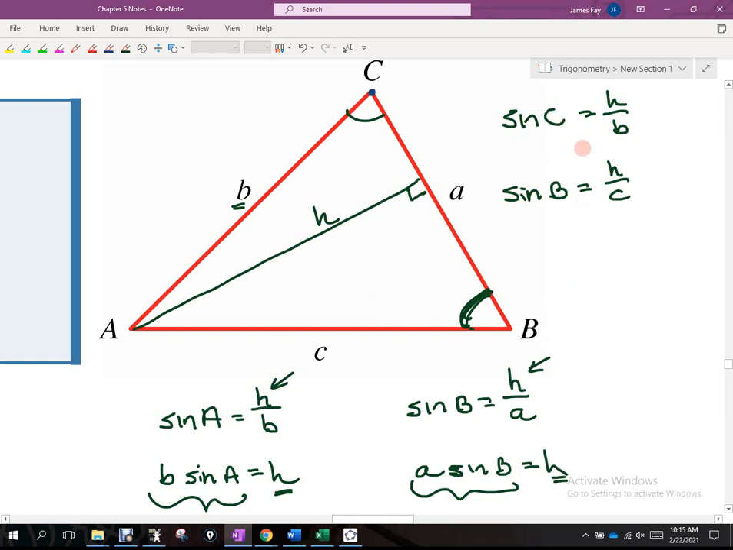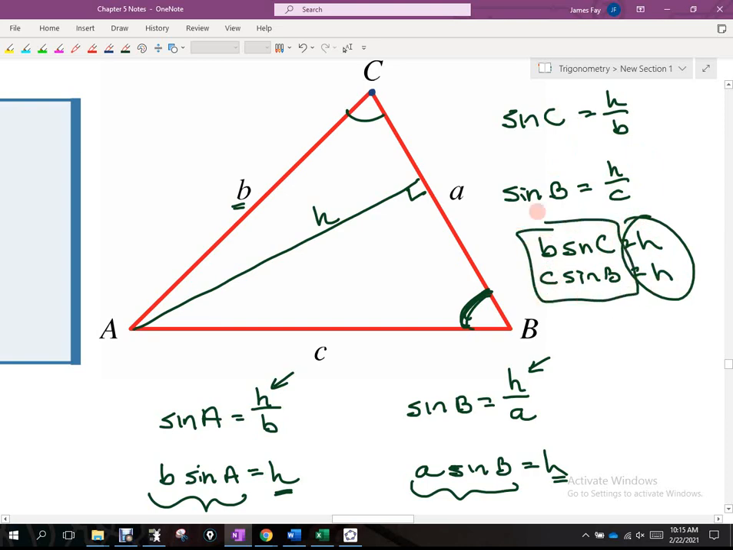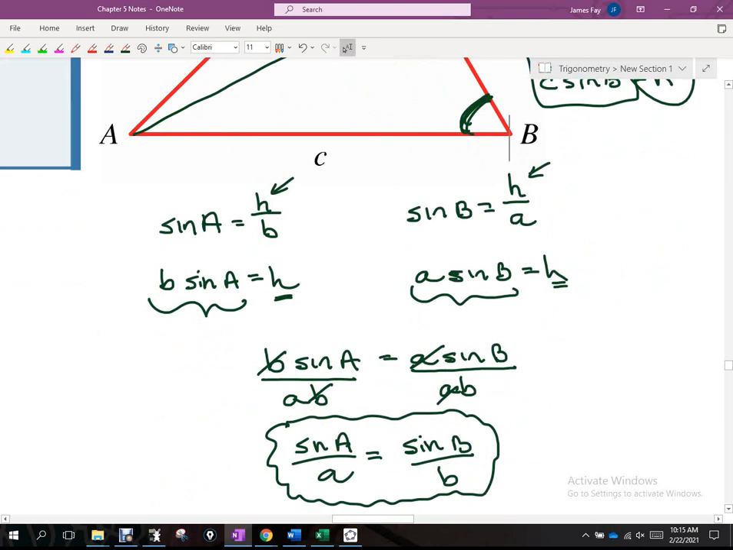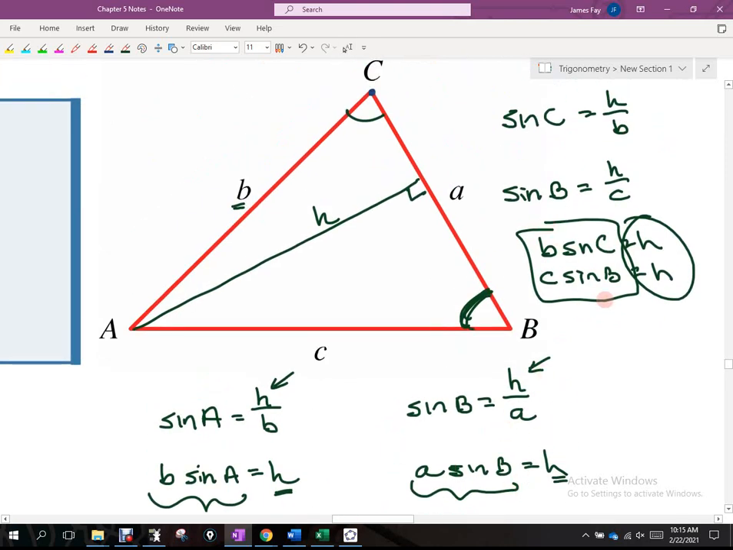Go ahead and solve both those for H. I'd get B sine of C is equal to H, and I would get C sine of B is equal to H. But those H's are the same, so those are the same, right? And because those are the same, just like we were doing down here at the bottom, I'm going to divide both sides by BC. And I'm going to skip a step here, but it's going to lead me to the sine of C over C is equal to the sine of B over B.